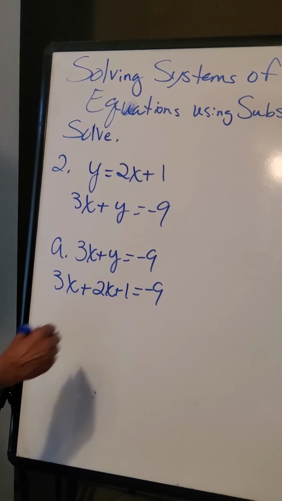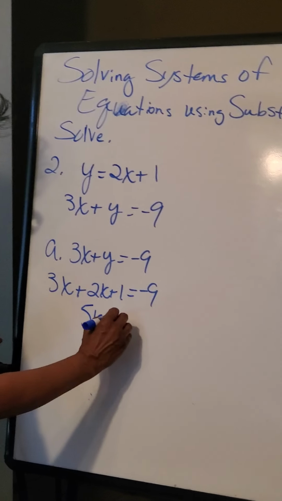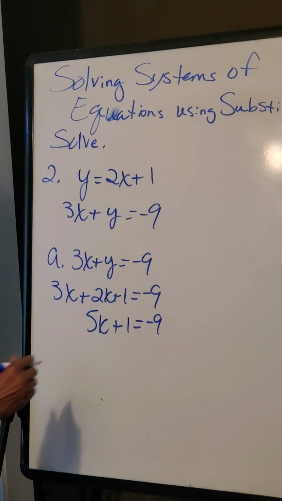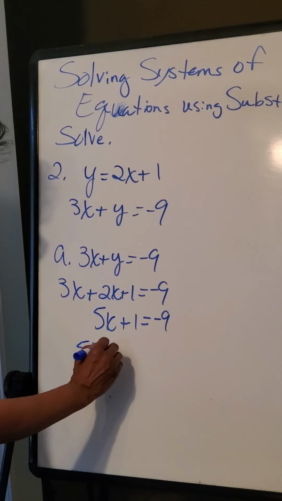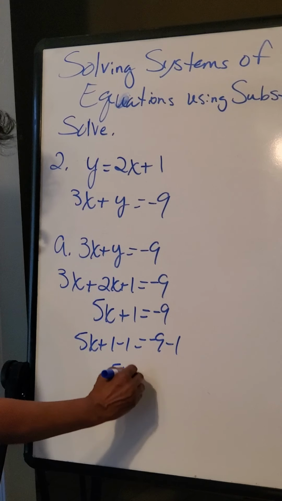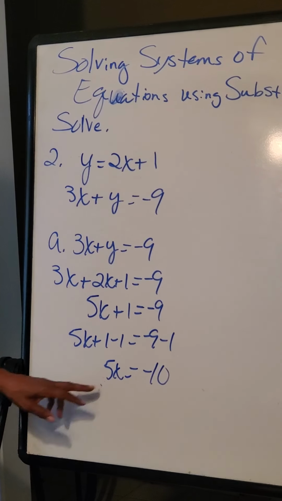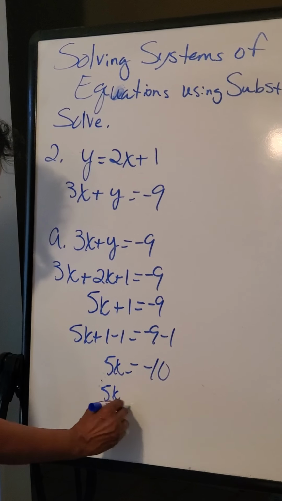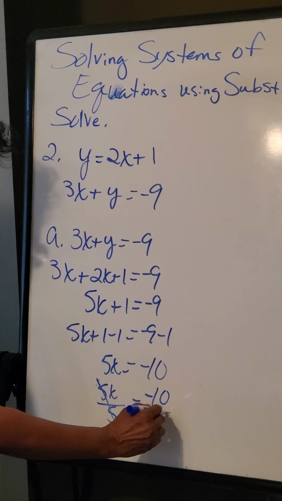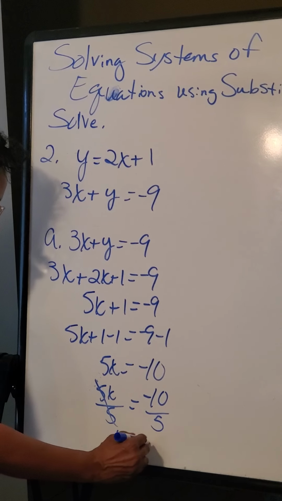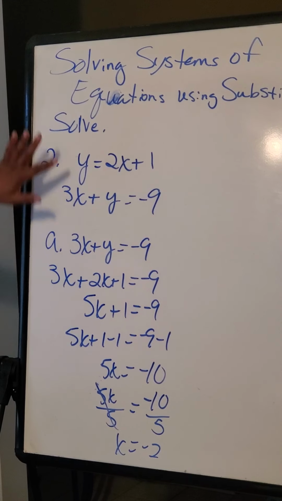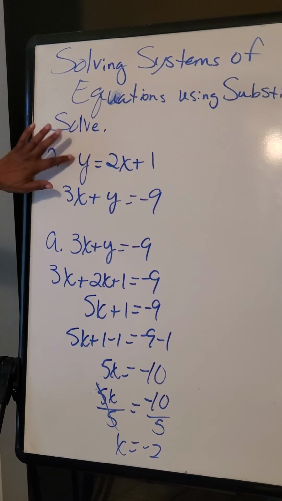3x plus 2x gives me 5x. Now I have a 2-step equation. Transform the 1 by subtracting 1. As I simplify, I get 5x is negative 10. Divide both sides by 5, because 5x indicates multiplication, and the inverse is division. So x is equal to negative 2. So I know what x is. Now go back to the equation that reads y equals.